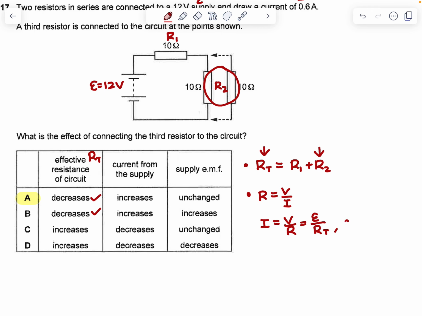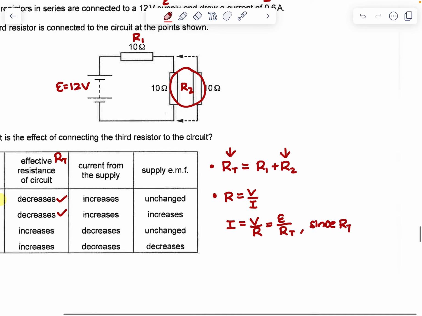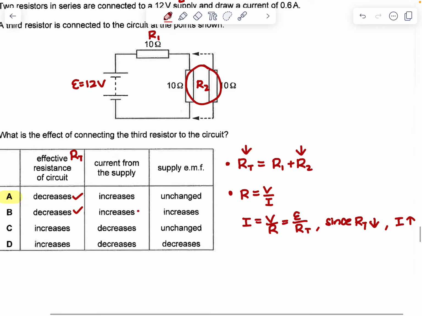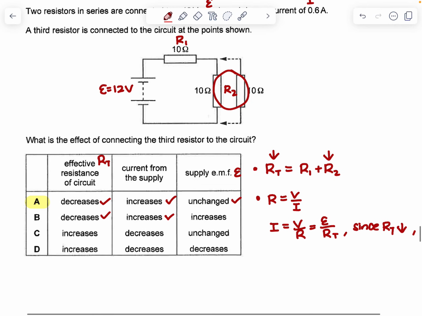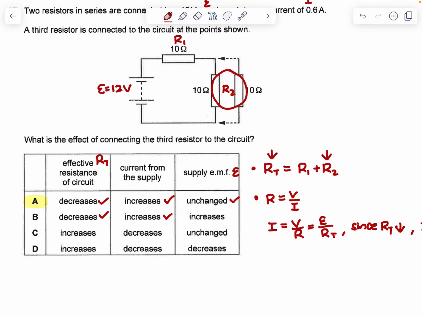So since RT decreases, your current will increase. So current increases. However, you will know that your supply EMF is always constant. So it remains unchanged. So the answer is A.